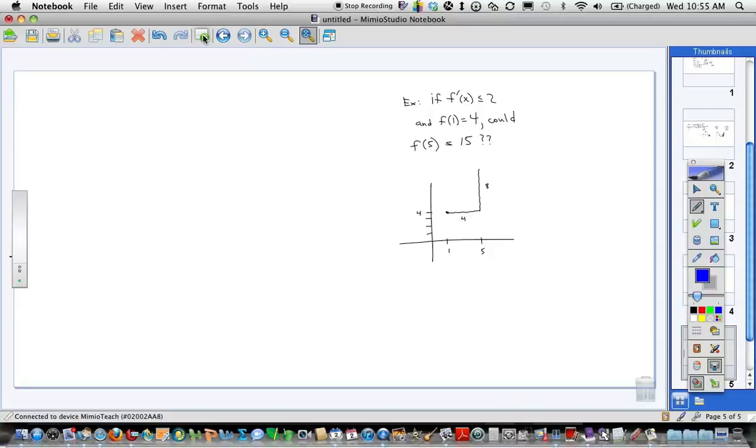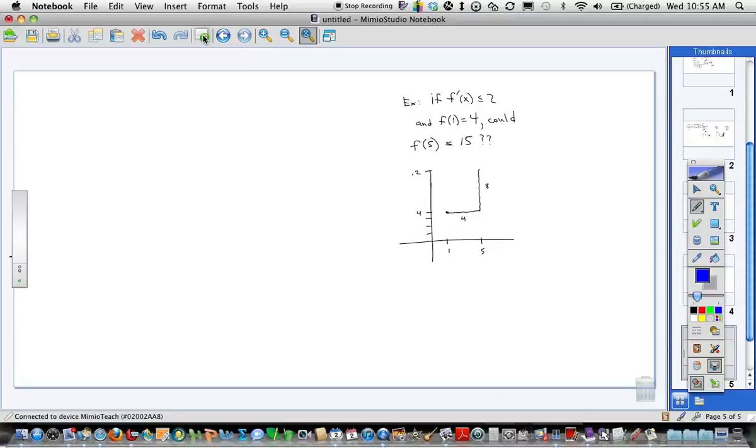So if it goes up 8, that puts you at where? That puts you at an output of 12. So the most f of 5 could be would be 12. f of 5 could not be 15. That's the speed limit law. And what's important about that? Well, what's important about that, as we'll find out later on, is we're going to be very interested in what f prime can tell us about f.